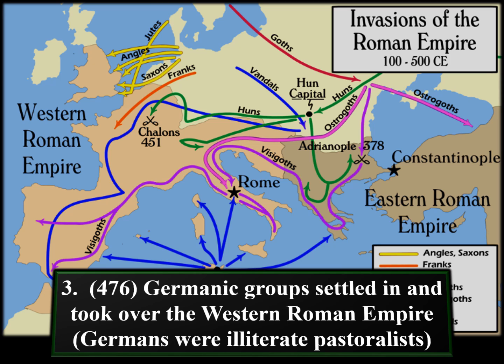In 476, if you recall, the Germanic groups, also known as the barbarians by the Romans, ultimately caused the collapse of the western half of the Roman Empire. And they settled in and took over those areas that had once been controlled by the Western Roman Empire. The Germanic peoples were illiterate, pastoral, tribal individuals. They will settle into the former Western Roman Empire, which is now modern day Western Europe, and ultimately adopt and adapt a lot of the Roman ways to their own.